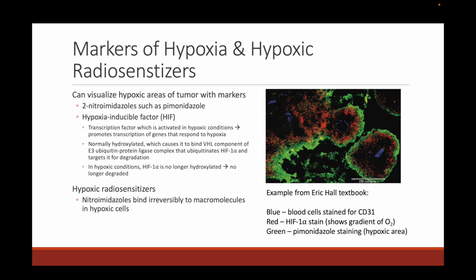I think the mechanism for hypoxia-inducible factor is kind of cool because under normal conditions, when there is oxygen, it is hydroxylated. Think of oxygen binding to hypoxia-inducible factor. That causes it to bind the VHL, or von Hippel-Lindau, component of a protein ligase called E3 ubiquitin protein ligase. Whenever ubiquitin is bound to anything in the cell, that targets it for degradation via proteasomes. So when oxygen is present, the hypoxia-inducible factor is hydroxylated, E3 ubiquitin protein ligase binds, and it is targeted for degradation.